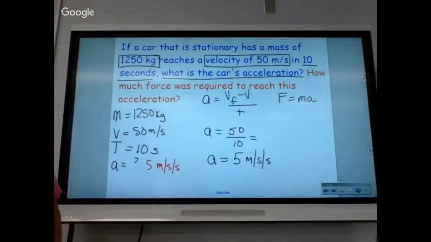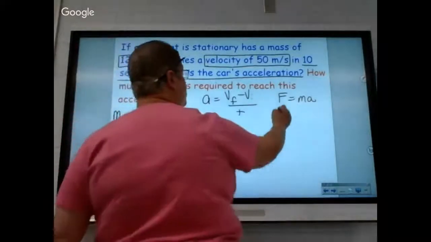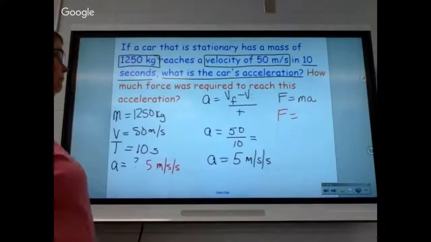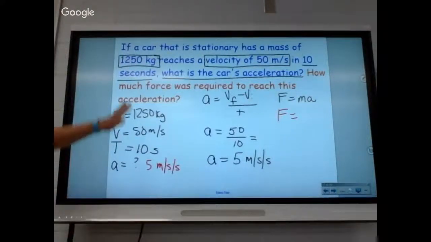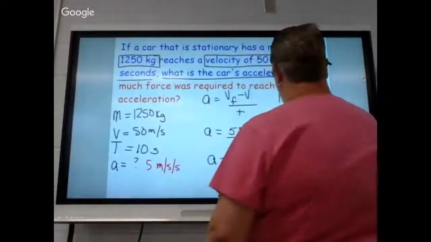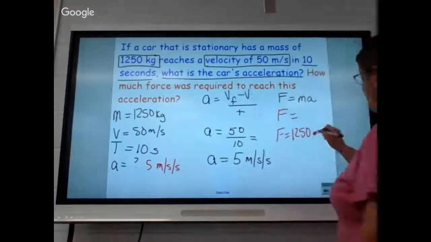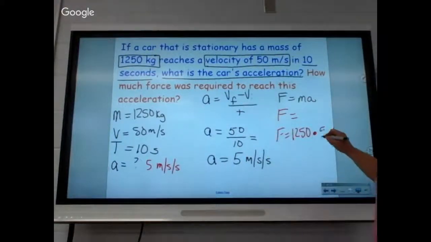Now, what does the orange question want us to find? How much force? So what formula will let us find force? FMA. So if I'm looking for force, what's my mass? 1,250. And what's my acceleration? 5. So to find force, what do I do? Multiply. So 1,250 times 5.